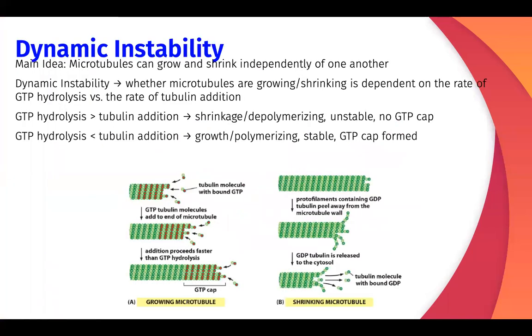Okay. So the dynamic instability I've been talking about is whether the microtubules are growing or shrinking at any given time, and that's dependent on the rate of hydrolysis versus the rate of addition. If hydrolysis is happening more quickly than addition, we're shrinking or depolymerizing, and this is unstable. But if the rate of addition is greater than the rate of hydrolysis, we are growing, and this is more stable because we have our GTP cap. This is a great picture showing that. We can save a shrinking microtubule, like we said, by adding more GTP bound tubulin, but catastrophe happens.